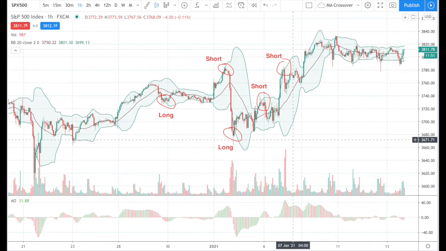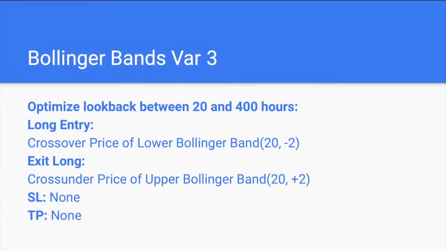But the main concern that we have right now is that we might be getting way too many false positives by using the default lookback period. So we're going to try and optimize this parameter and widen the bands in an attempt to improve the results. So for our third version, we're going to be using a range between 20 and 400 periods or hours, because we're using the hour chart, and we're just long only.